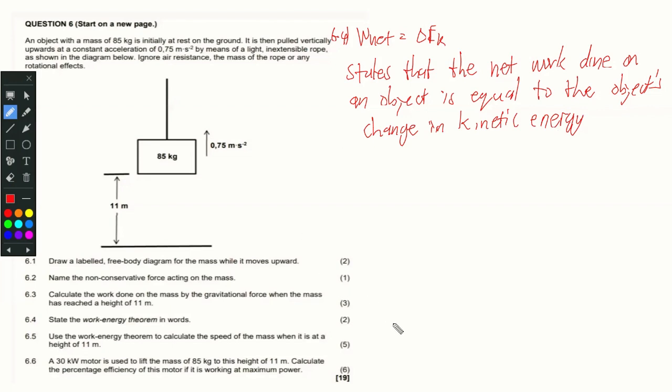So 2 marks. So how many marks have we collected so far? 3 plus 3, that's 6, then plus 2, that's 8. And then all of this is out of 19. Okay, so a luta continua.